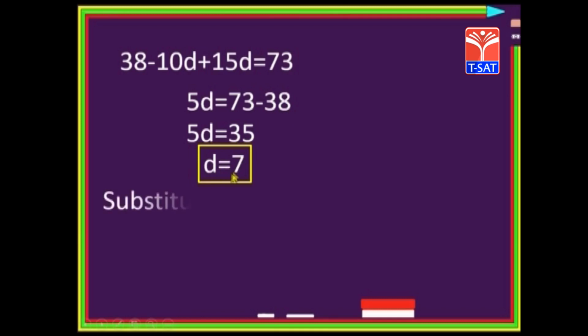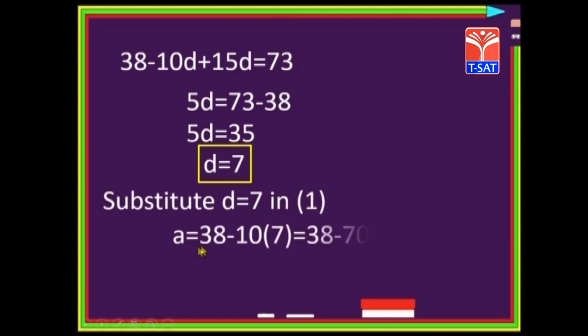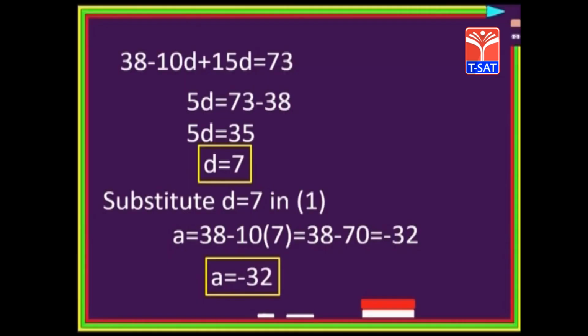Now substitute this D value in relation 1 or 2. So what is relation 1? That is A is equal to 38 minus 10D. As D value is 7, substitute here: 38 minus 10 into 7, 10 into 7 is 70. So 38 minus 70, that is minus 32. So the value of A is minus 32. So here by using the first two conditions, from the 11th term and the 16th term, from those two relations we got A value as minus 32 and D value as 7.